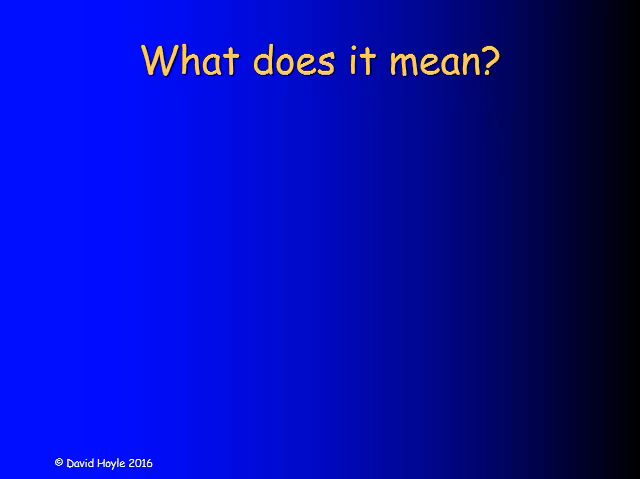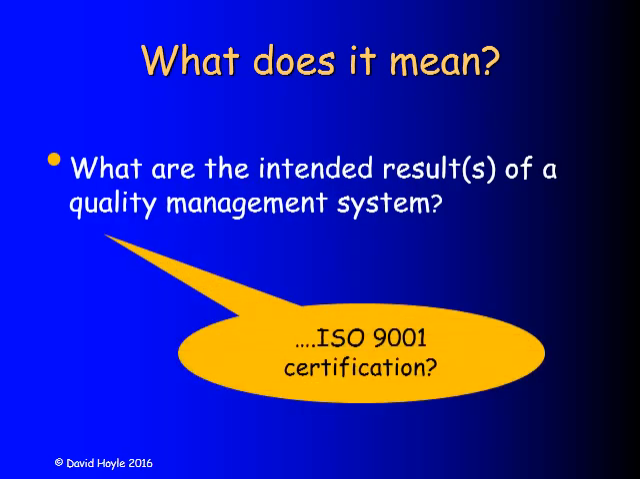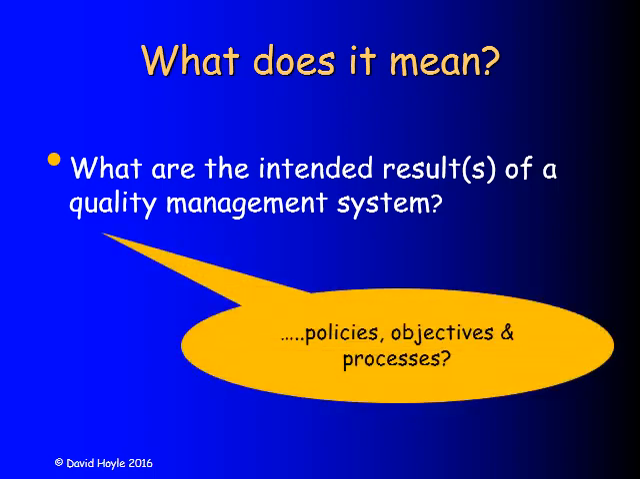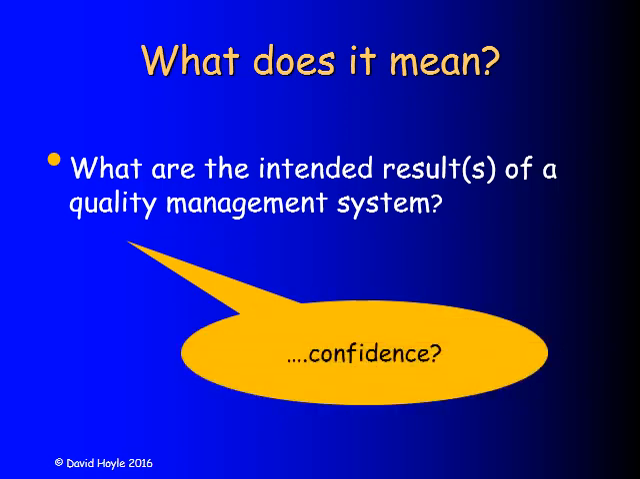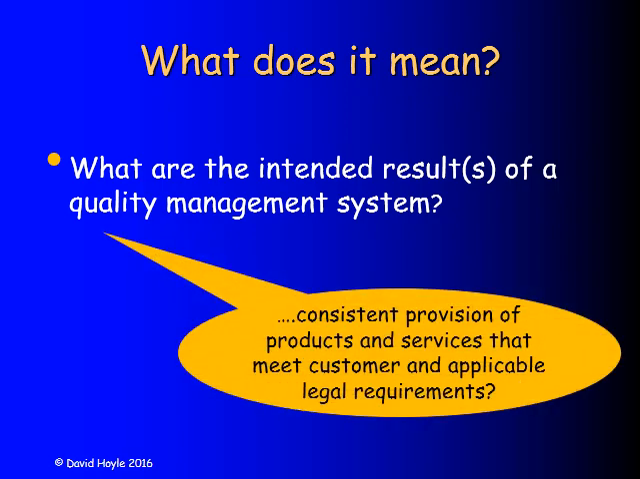Another term that we need to explain is the intended results of the QMS. They could be ISO 9000 certification, policies, objectives and processes, confidence or customer satisfaction, or might be consistent provision of products and services that meet customer and applicable legal requirements. The answer rather depends upon one's perception of what a QMS is.